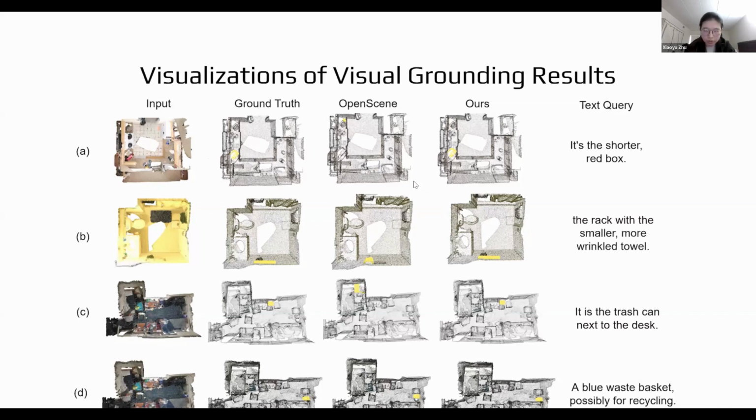So here we found that compared to OpenSing, our model can localize the complicated text queries well. So for example, it could reason about the shape and the color of the object, and also reason about the texture of the object, such as wrinkled, and also reason about a spatial relationship, like the trash can next to the desk. And finally, it can reason about the usage of the object, like the blue waste basket possibly for recycling.